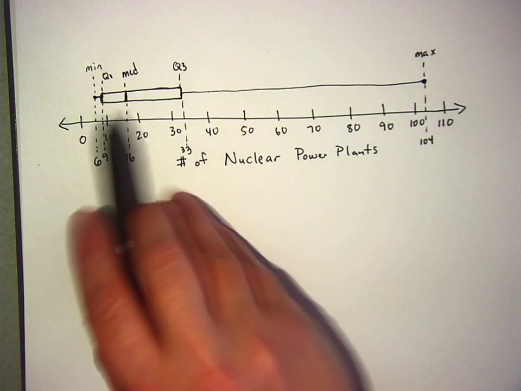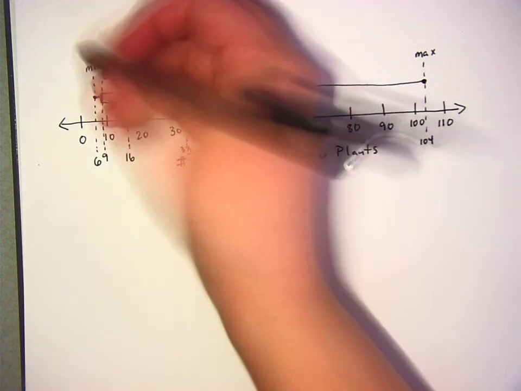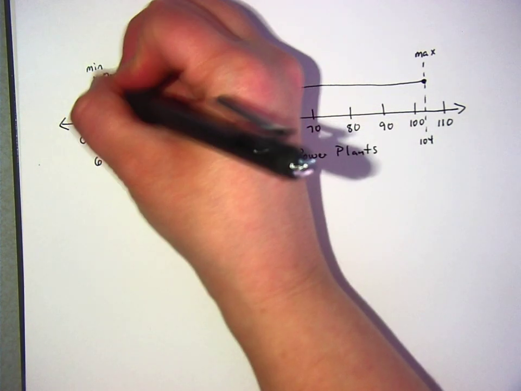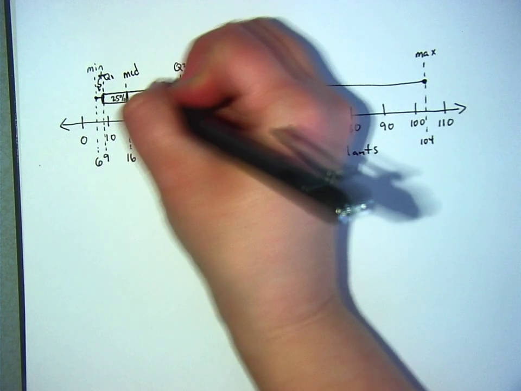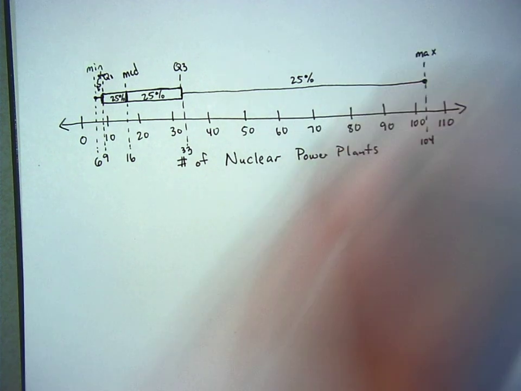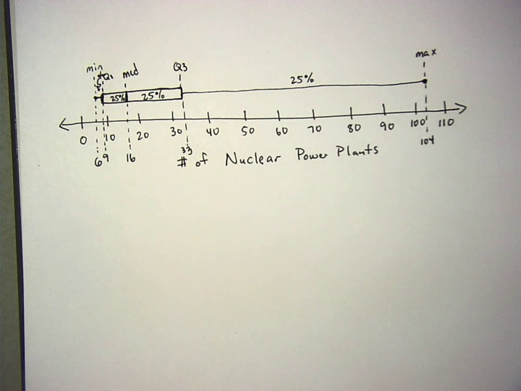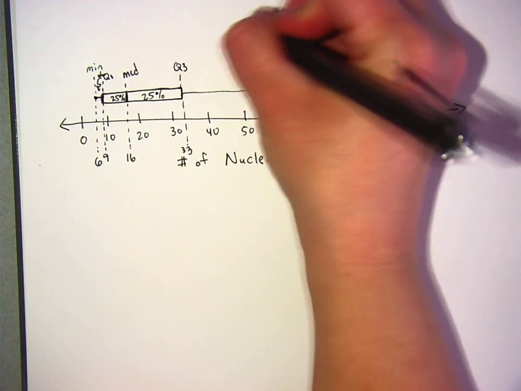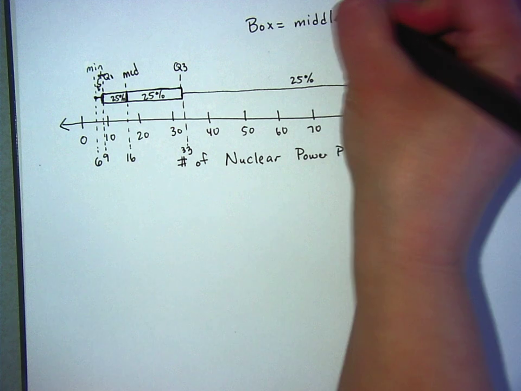So this is the lowest 25% of data. So there's 25% of data in here, 25% of data in here, 25% in here, and 25% in this big long whisker. Quartiles. And that box is the middle 50%. Maybe I'll write that here. Box is the middle 50%.